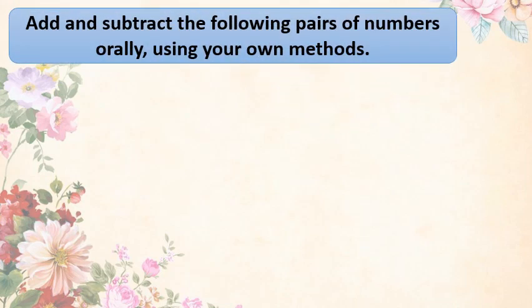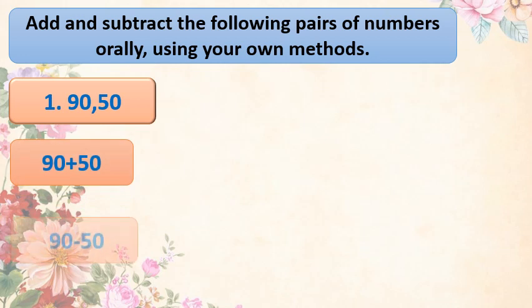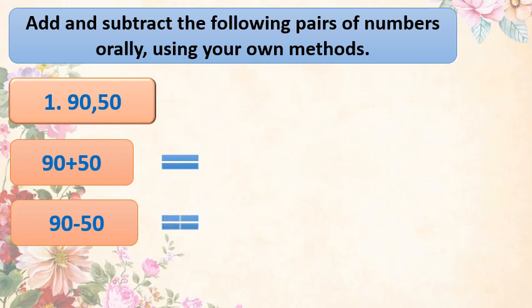Add and subtract the following pairs of numbers orally using your own method. Whichever method you like, you can do. The answer will remain the same. See, this is the first one, 90 and 50. Two numbers are given. First we have to add these numbers and then we have to subtract these numbers. Yes, dear students, please do this and verify the answer with my answer.